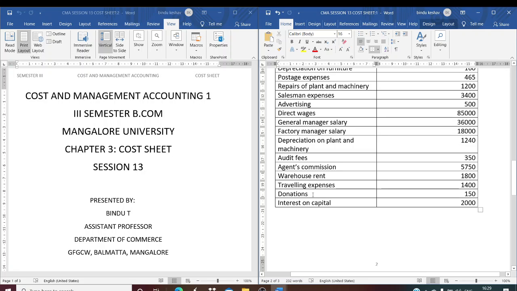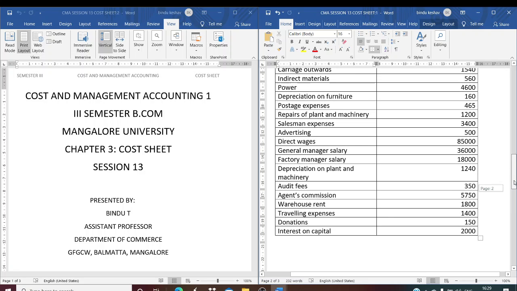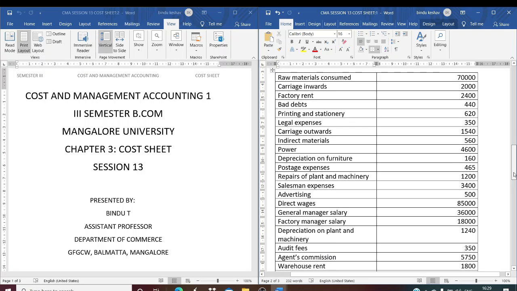Donations. Donations do not form part of the production process. It's actually the way we spend our profit, isn't it? So donations do not come under your cost sheet. Interest on capital, again, is a financial item which will not be recorded in the cost sheet.